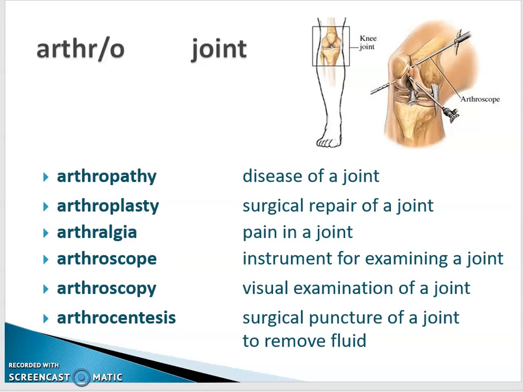Some of the words associated with arthro are arthropathy. Arthropathy is a disease of the joint. Arthroplasty is a surgical repair of a joint. Arthralgia is pain in a joint. An arthroscope is an instrument used to examine a joint. Arthroscopy is the visual examination of a joint. And arthrocentesis is a surgical puncture of a joint to remove fluid. Remember, centesis, always a surgical puncture.